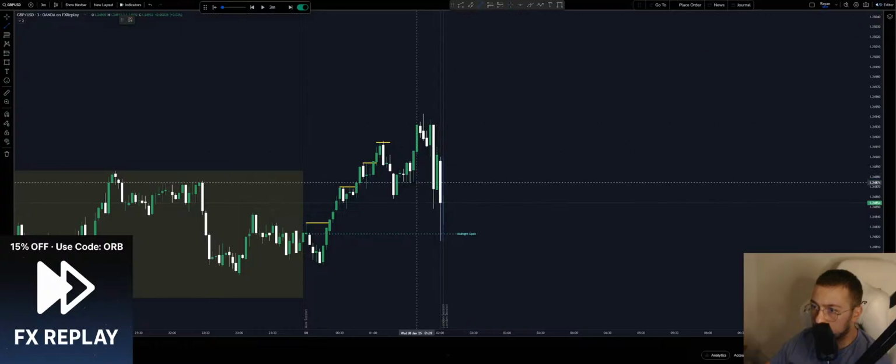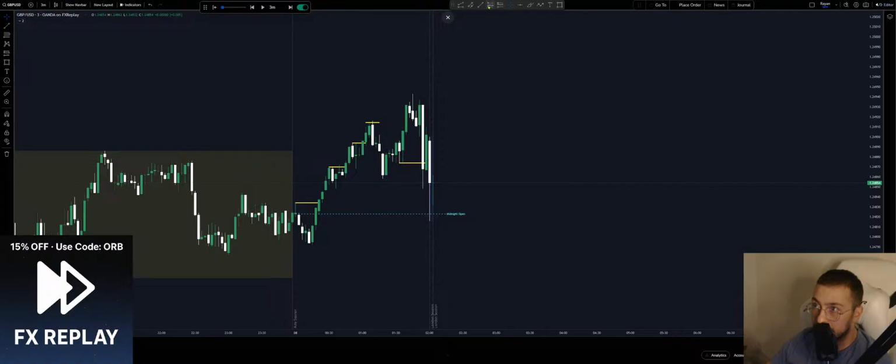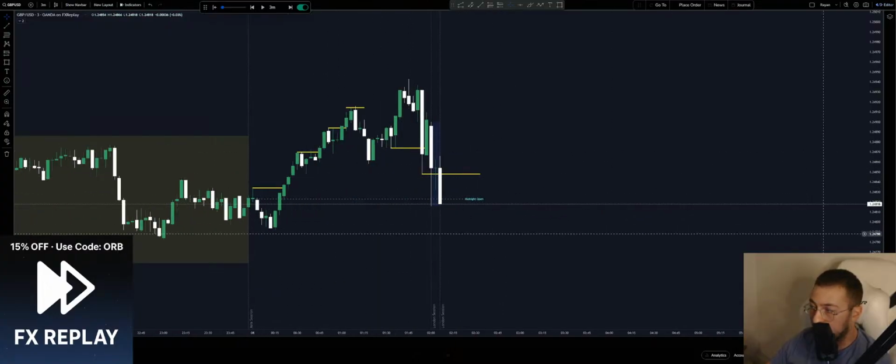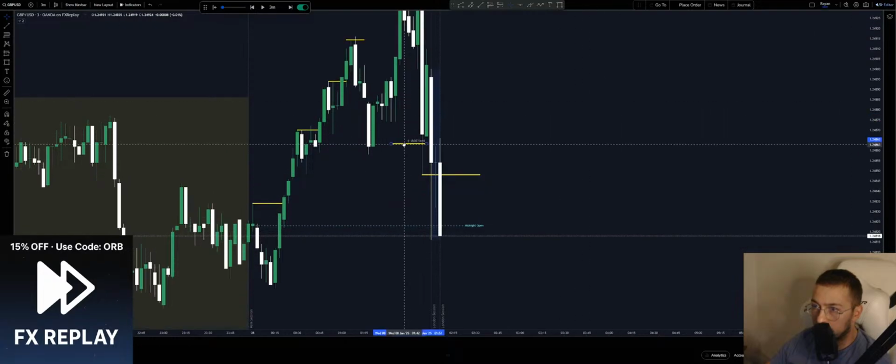The price did sweep here, so we are still bullish unless the price breaks structure here. Okay, now our bias switches from bullish to bearish, because we did break structure here, and that's a change of character, right? That's a change of character, and then that's a break of structure.